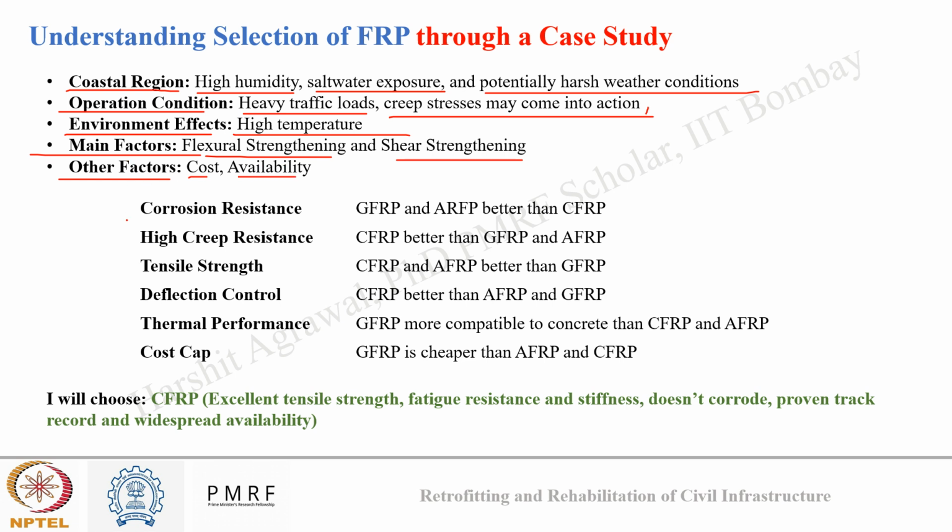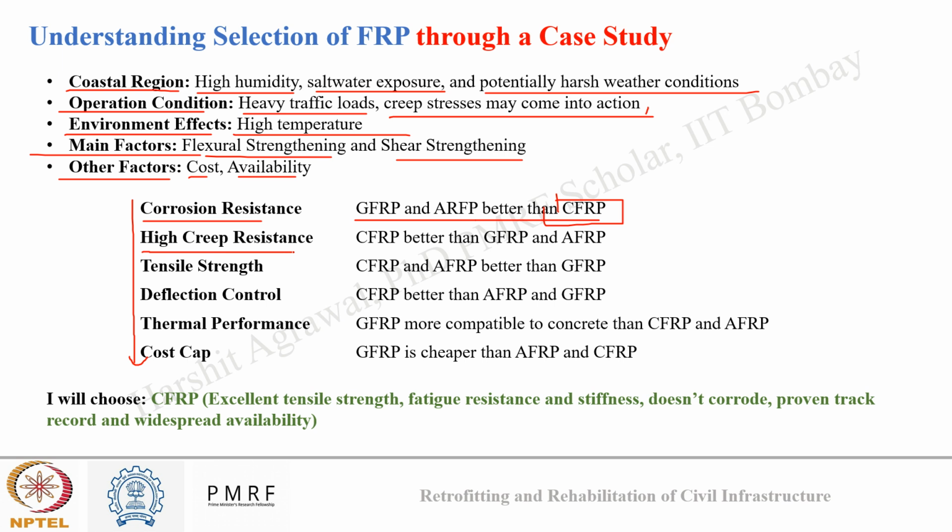Now let's see how different FRP materials perform on the basis of different parameters. Since it is a saltwater exposure, our material should be corrosion resistant. In terms of corrosion resistance, glass fiber and aramid fiber are better than CFRP. Though CFRP also won't corrode, glass fiber and aramid fibers are still better than CFRP in this manner.